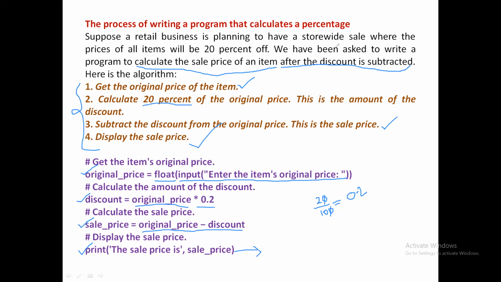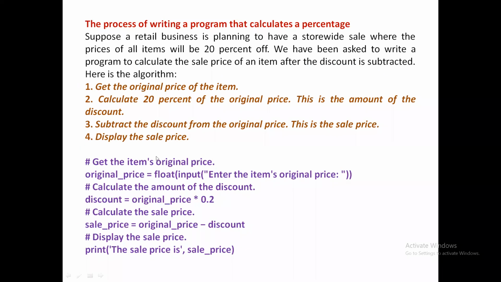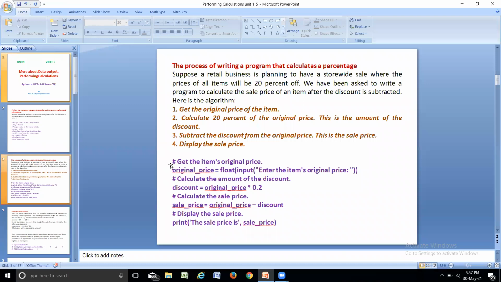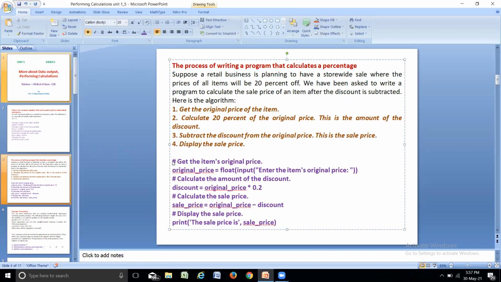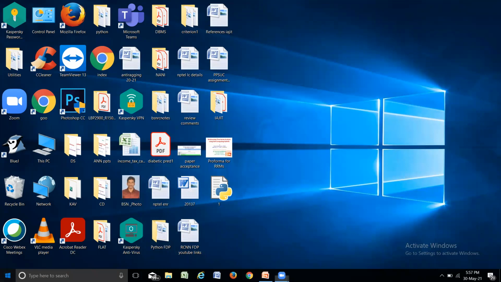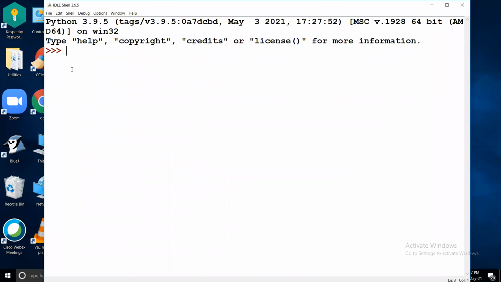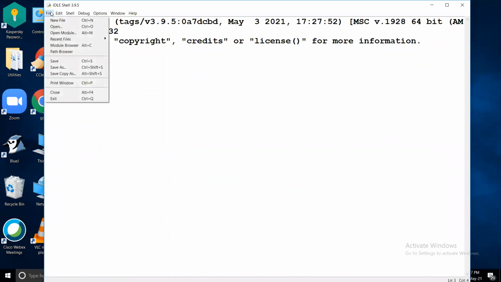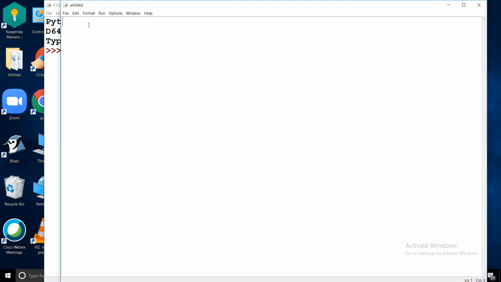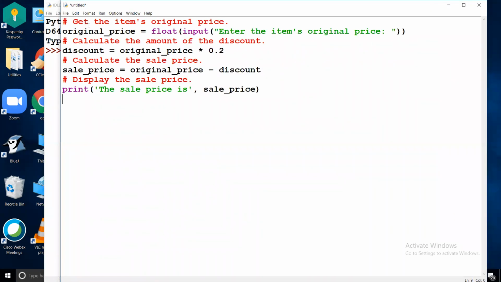Okay, now let us see how it can be executed by running this program using IDLE. Okay, so let me show you how it can be executed. I'm just copying this, don't need to type it again, and open the IDLE. Because it contains multiple lines, it is always better to open a new file and then just paste it.